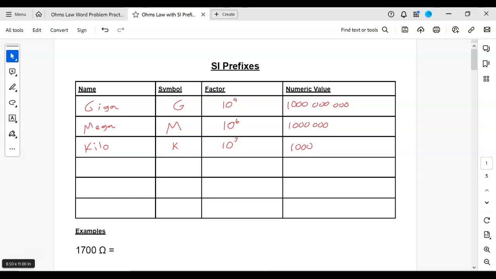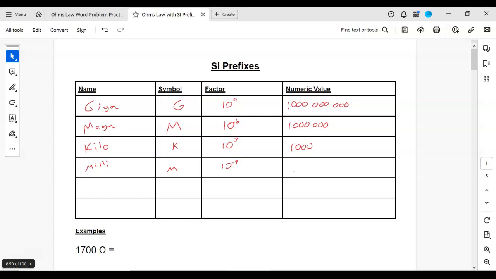Okay, so let's go ahead and go down to the smaller side. So if we're going smaller side, the first one that we're going to be looking at is milli, M-I-L-L-I, which is a prefix of lowercase m. So notice the case is important. So lowercase m is milli, that's times 10 to the negative 3. If you had an uppercase M, that's a mega, that's 10 to the positive 6. So you got to pay attention to the capitalization there.